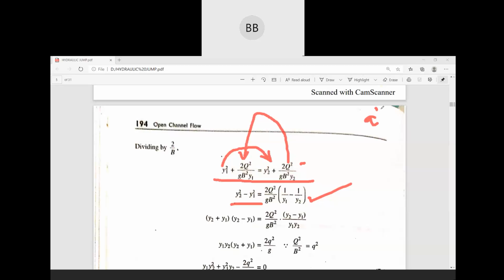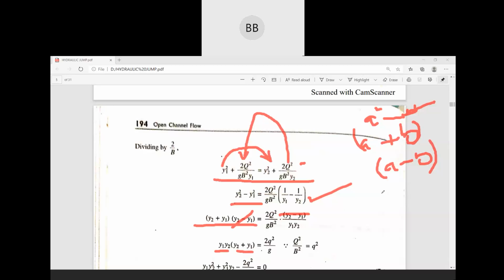Then we all know a square minus b square we can write a plus b multiplied by a minus b. So here also y2 square minus y1 square, in place of this we can write y2 plus y1 multiplied by y2 minus y1. And we solve this, y1 y2, so y2 minus y1. So this and this will cancel out. So you bring all the y values in the left hand side, so it will be multiplied y1 y2 and y2 plus y1. And here in the right hand side it's twice q square by g b square.